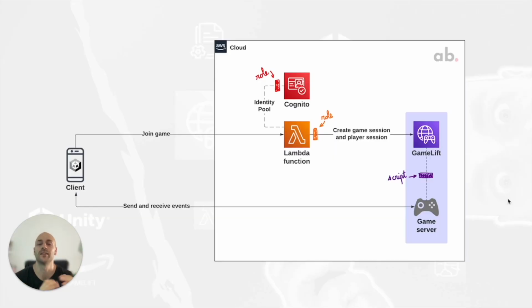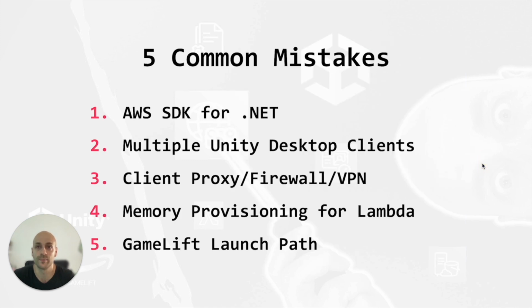This is the architecture of a real-time multiplayer game that I always suggest in my videos and articles. It contains three main Amazon services: Lambda, Cognito and GameLift. The Unity client invokes the Lambda function and retrieves credentials from GameLift in order to connect to the game server. Those are 5 common mistakes related to the architecture I could summarize.